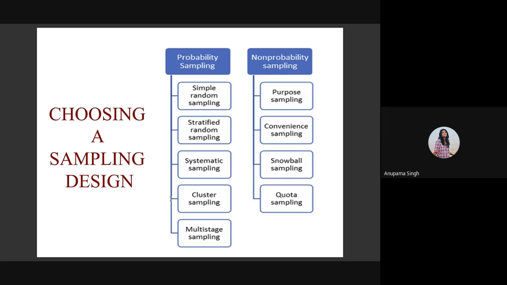So in probability sampling, we are going to discuss simple random sampling, stratified random sampling, systematic sampling, cluster sampling, and multi-stage sampling. I'm sure you would have heard the names of all of these samplings earlier. And in non-probability sampling, we are going to discuss purposive sampling, convenience sampling, snowball sampling, quota sampling. That is all based on some kind of rule, but that rule is being made by the researcher themselves and not some kind of theoretical procedure already available.